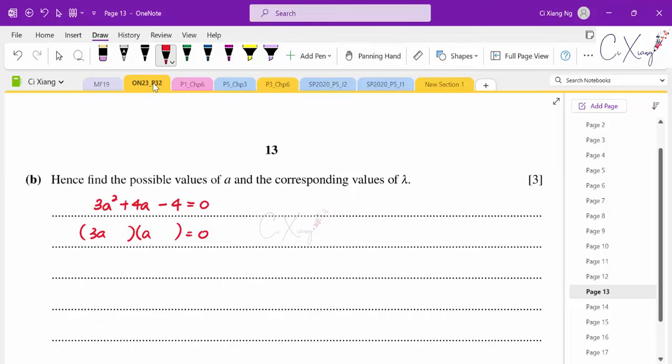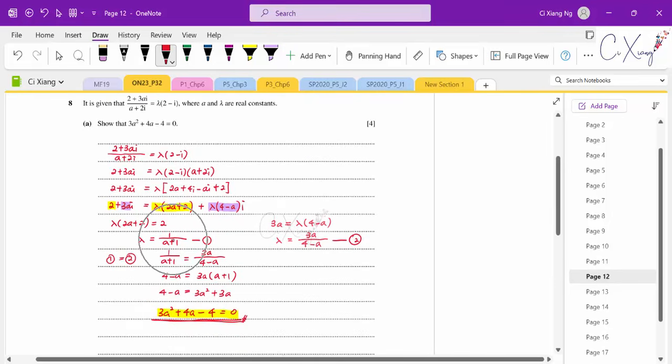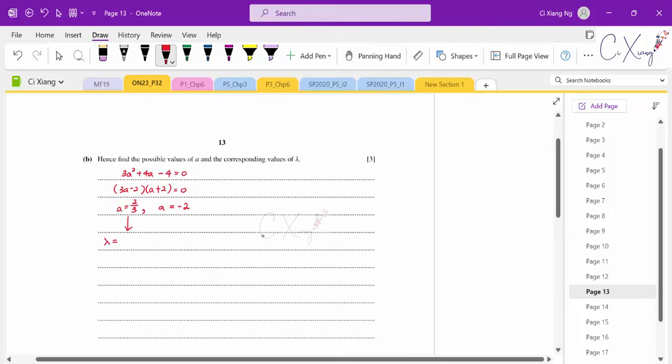Okay, so I should have a 2 here, so 2 and 2, then plus 2 minus 2. So by right, your a is equals to 2 over 3, and also your a is negative 2. Okay, then after that, you want to continue to get the lambda. So to get the lambda, substitute a equals to 2 over 3 into either one of the equations that you formed just now. You can substitute into equation number 1 or equation number 2.